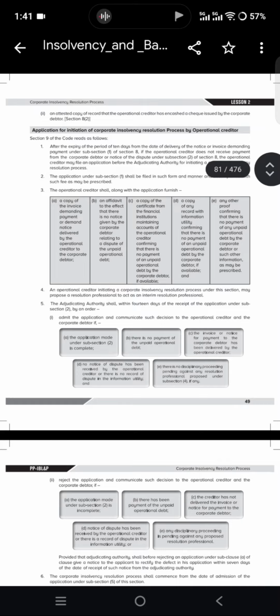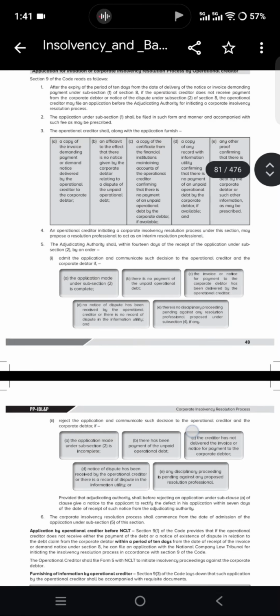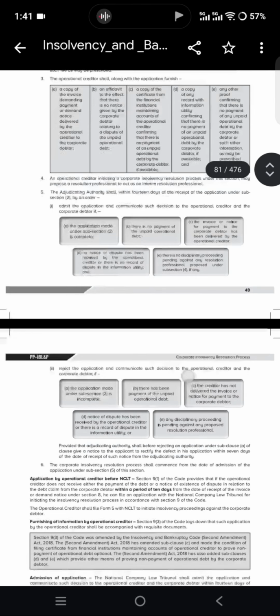the fee. The operational creditor shall, along with the application, furnish a copy of the invoice demanding payment or demand notice delivered by the operational creditor to the corporate debtor; an affidavit to the effect that there is no notice given by the corporate debtor relating to a dispute of the unpaid operational debt; a copy of the certificate from the financial institution maintaining accounts of the OC confirming that there is no payment of the unpaid operational debt by the corporate debtor, if available; a copy of any record with the IU confirming that there is no payment of the unpaid operational debt by the corporate debtor, if available; and any other proof confirming that there is no payment of any unpaid operational debt by the corporate debtor or such other information as may be prescribed.